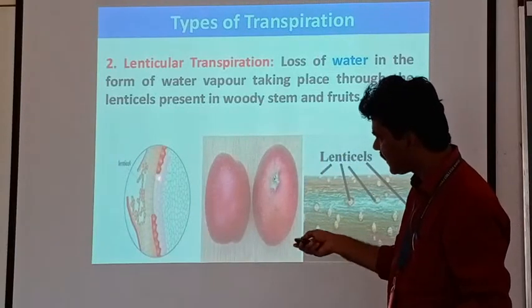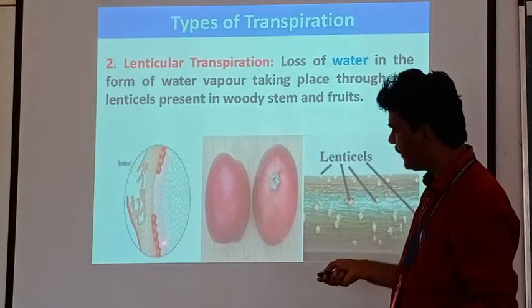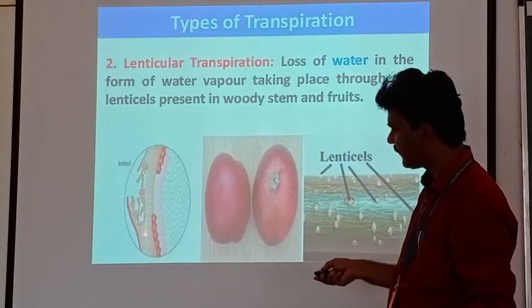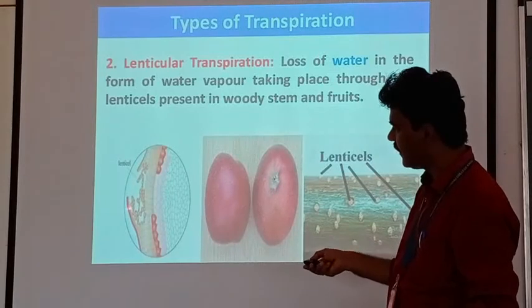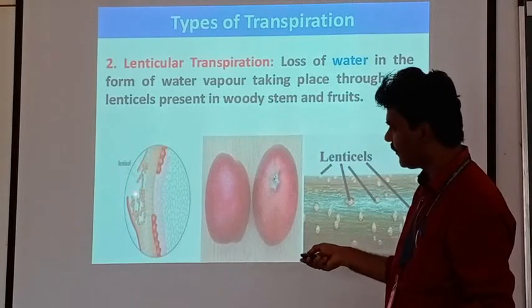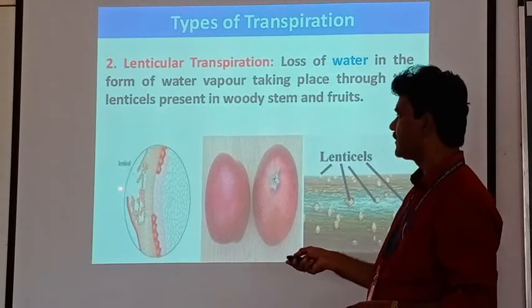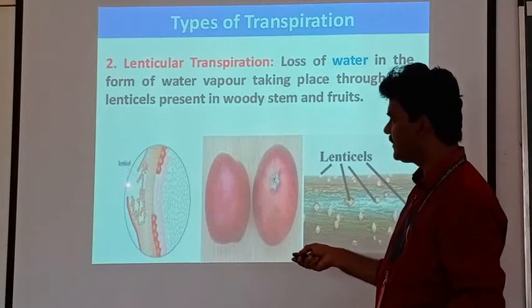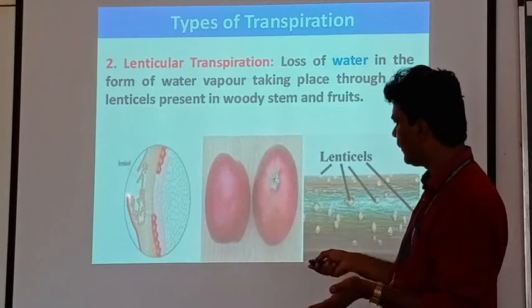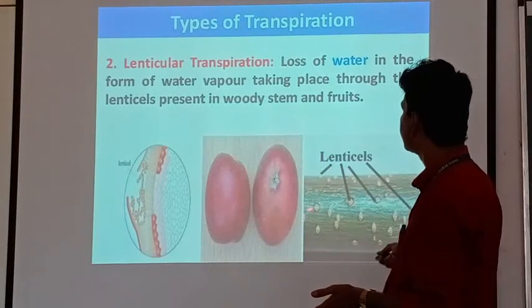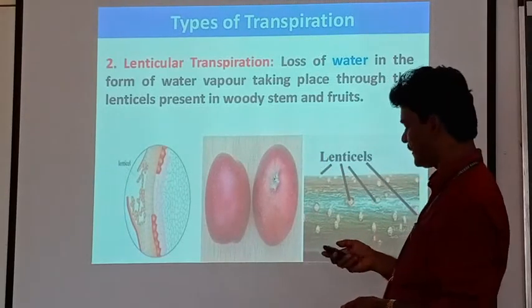See here, we understand the structure. This is the stem of the woody climber. Then this is a pore, where the epidermis is ruptured, showing the complementary cells. So this opening is responsible for loss of water in the form of water vapor. So this is known as lenticular transpiration.